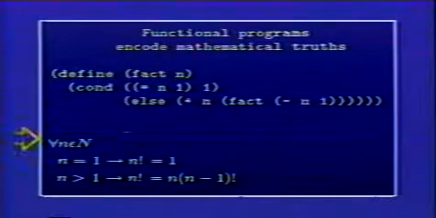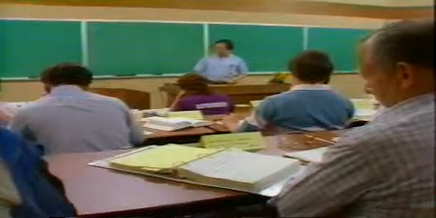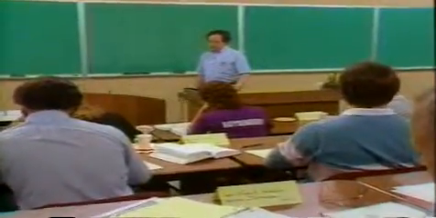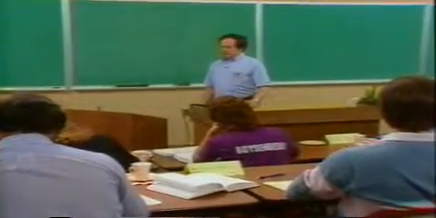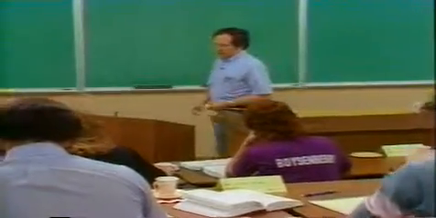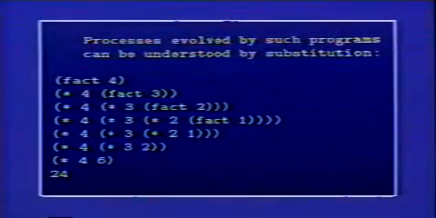Written down in some other obscure notation that you might have learned in calculus classes, mathematical logic, what you see there is: if n equals 1, the result for n factorial is 1. Otherwise, greater than 1, n factorial is n times n minus 1 factorial. True statements. That's the kind of language we've been using. And whenever we have true statements of that sort, there's a way of understanding how they work, which is that such processes can be evolved by substitution.